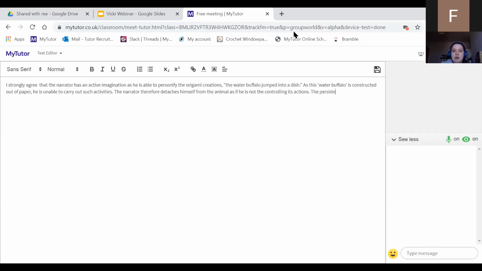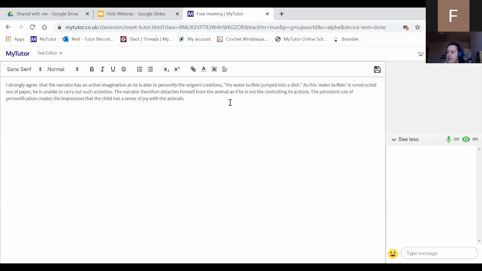The persistent use of personification, because there is loads and loads throughout this. I think if you were given this in the exam to talk about for your question 4, I don't think there was a way that you cannot talk about personification for this because it is so integral. So the persistent use of personification creates the impression that the child has a sense of joy. So now I'm really showing what my impressions are with the animals. Right, so let's have a think about this. The narrator therefore detaches himself from the animal as if he's not controlling its actions. The persistent use of personification creates the impression that the child has a sense of joy with the animals.